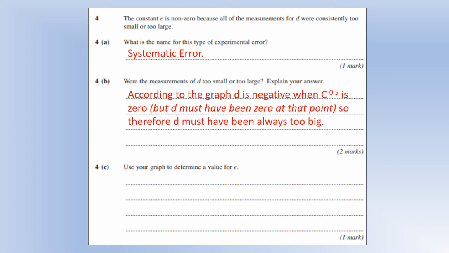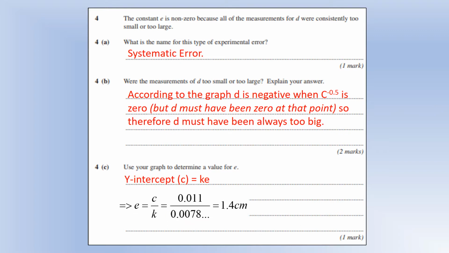So use your graph to determine a value for E. So the y-intercept is equal to k times E once you multiply out the brackets. Therefore, E is the y-intercept divided by k, and that's going to come out as 1.4.